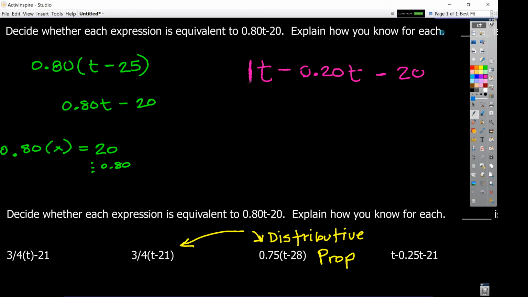So 1 t minus 0.20 t, well, we have to combine like terms there, and if you subtract 0.20 from 1, you get 0.80 times t minus 20, and that's equivalent to our second example up here.